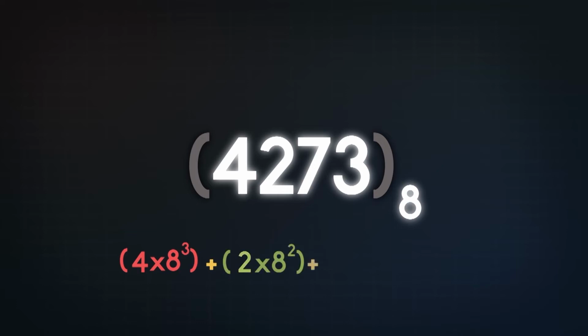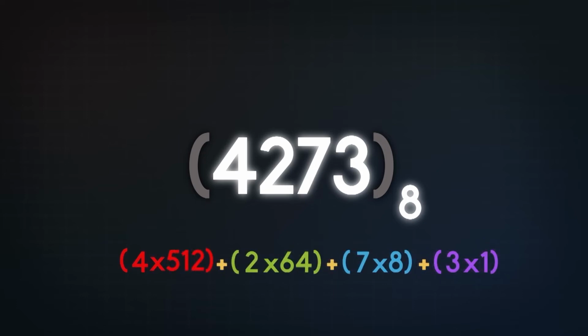How do we represent an octal number in positional notation? Consider the number 4273 to the base 8. This is represented in its positional notation as 4 into 8 cube plus 2 into 8 square plus 7 into 8 raised to 1 plus 3 into 8 raised to 0, which is equal to 4 into 512 plus 2 into 64 plus 7 into 8 plus 3 into 1.